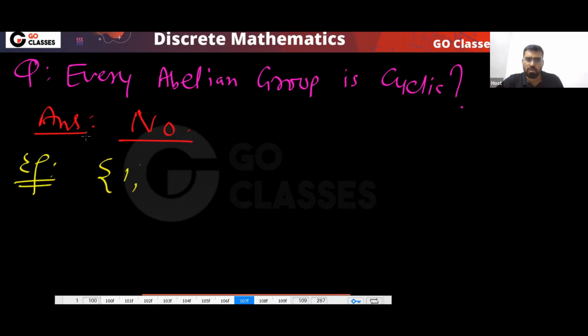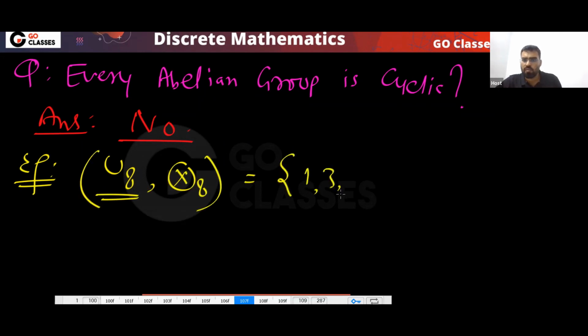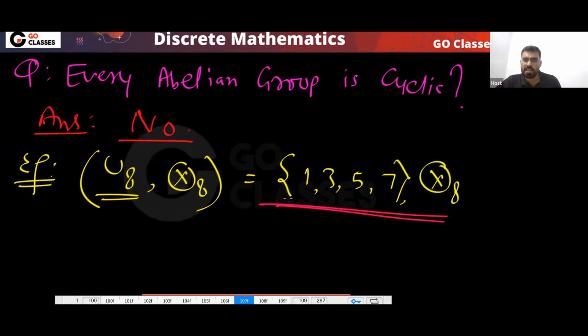Yes, very good. U8. You can take this U8, multiplication modulo 8. This group is 1, 3, 5, 7 under multiplication modulo 8. This group is abelian. Why is this group abelian? Anyone want to tell me why this group is abelian?